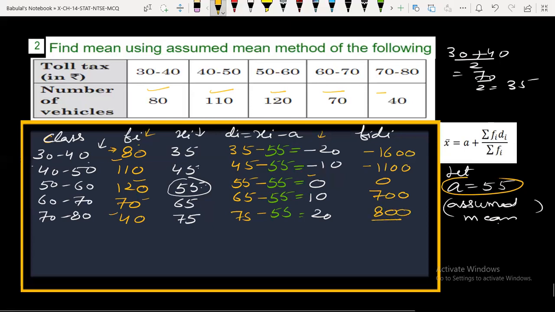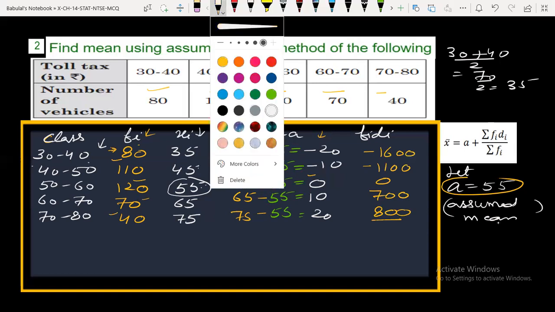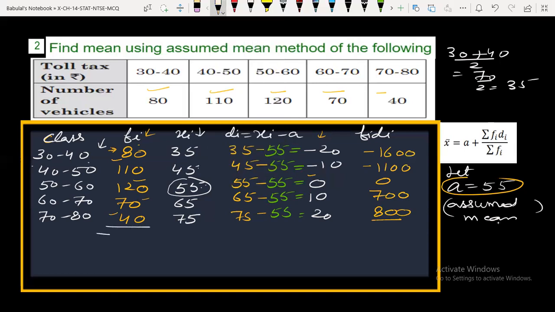Now our next task is to add all the frequencies. Means we need total frequencies, that is total fi. You add all these numbers. 80 plus 110 plus 120 plus 70 plus 40, this is 420. Students please add carefully. अगर आपने ढंग से इसको ऐड नहीं किया और wrong ऐड कर दिया तो पूरे मार्क्स आपके चले जाएंगे.